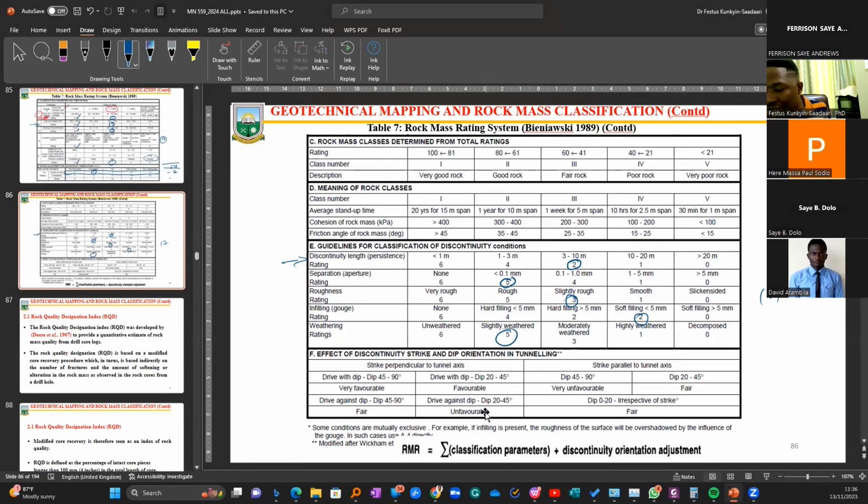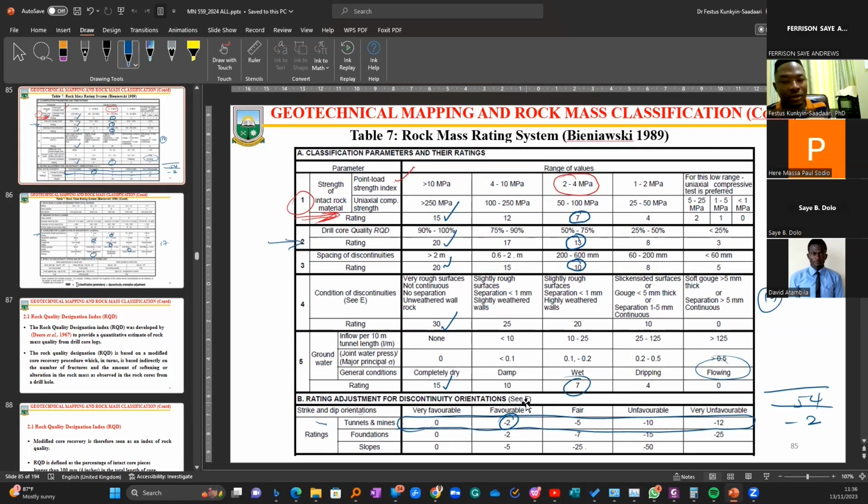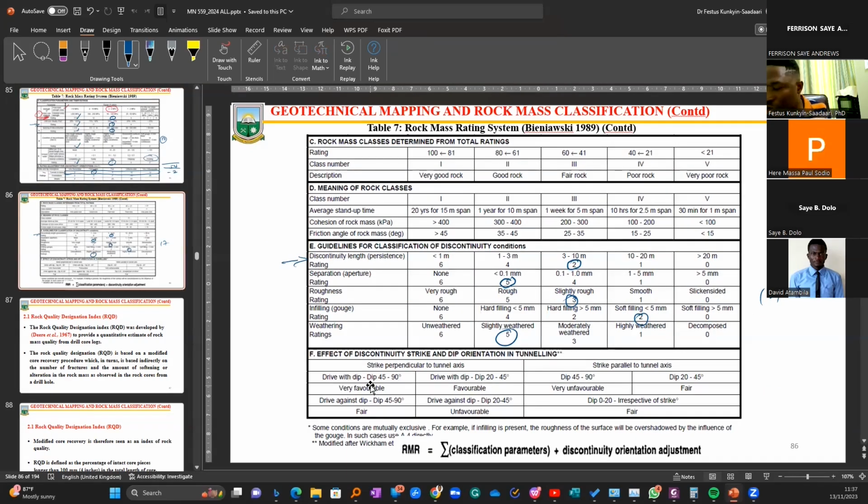So now we will add all of the stuff there. Okay, so it says the effect of discontinuity strike and whatnot. So then we have strike parallel or perpendicular to the channel axis, or strike parallel to the channel axis. So again, we have to check this. So in order for you to be able to describe the first instance here very well, you can come back to this table and use this. If you want to have a fair idea of your description, you can come here. When do we say it is favorable? When do we say it's unfavorable? You said favorable. Favorable means our drive is with a dip of 20 to 45 degrees and is perpendicular. That is why you chose favorable.